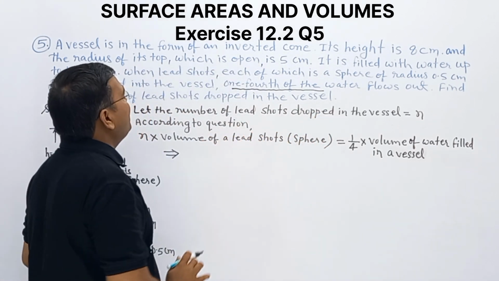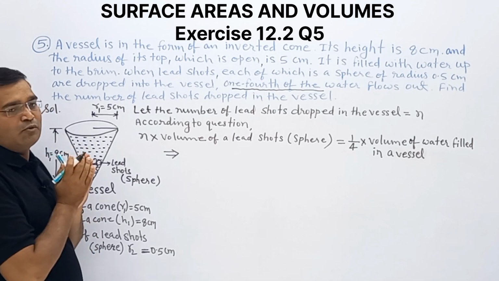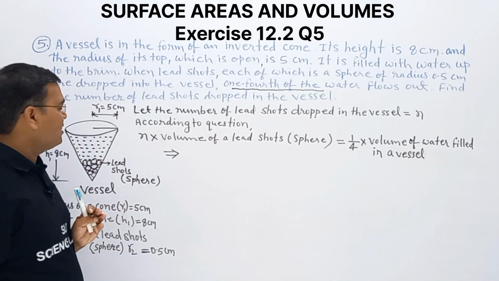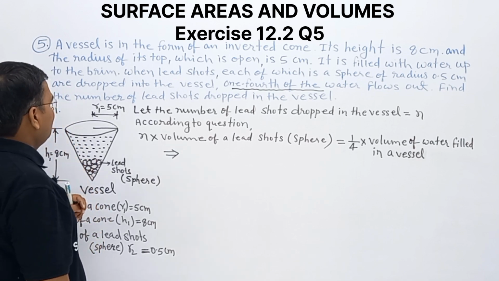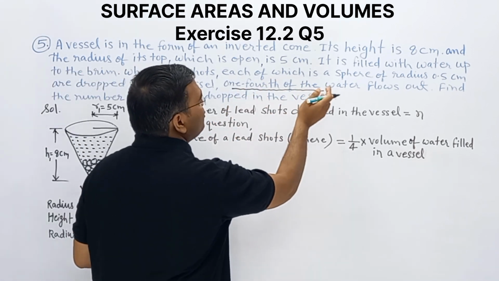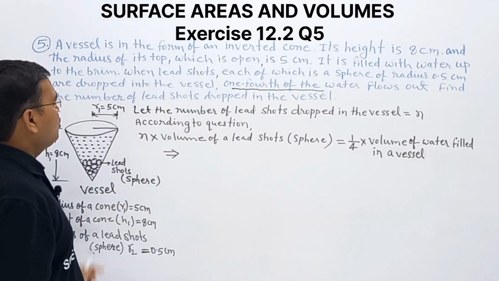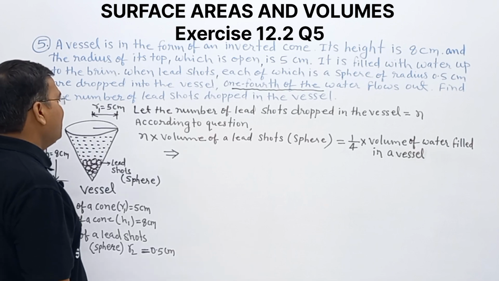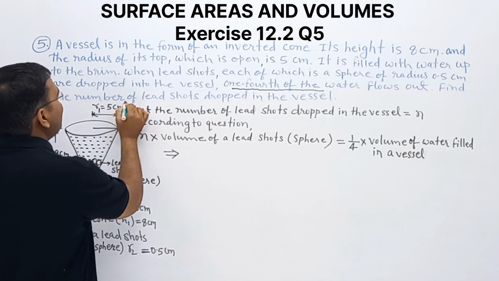Find the number of lead shots dropped in the vessel. We require the number of lead shots. How many lead shots are we dropping in this vessel, in this cone? We require that. Then 1/4 of the total water flows out. Clear? So we want the number of lead shots.